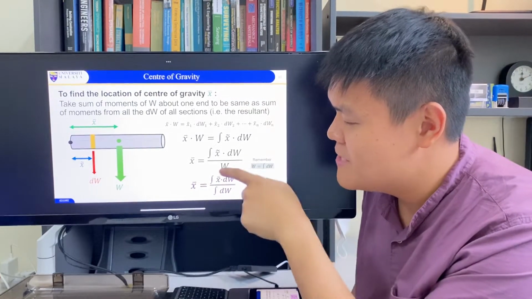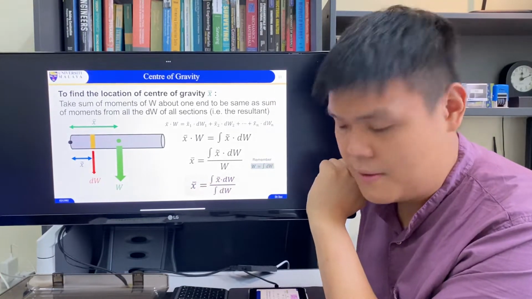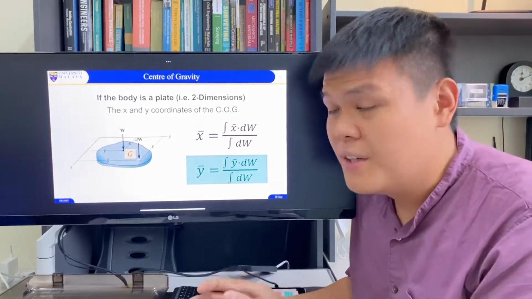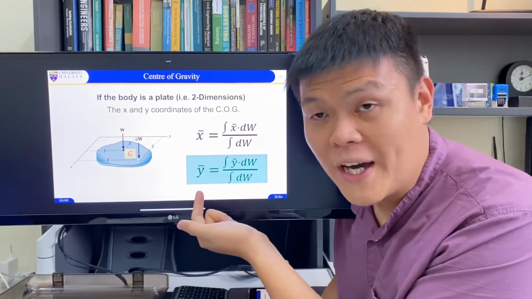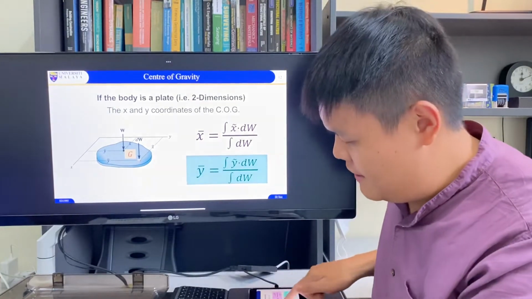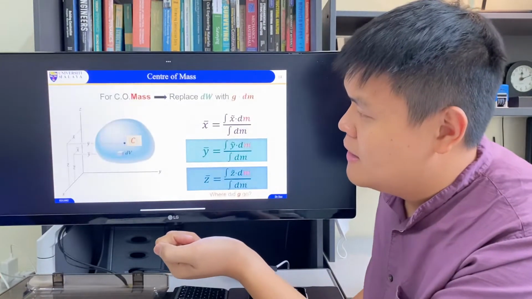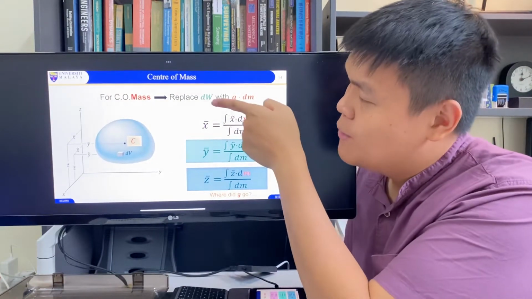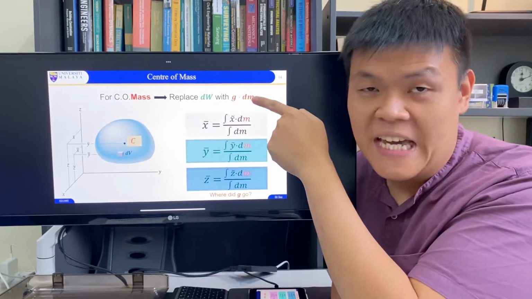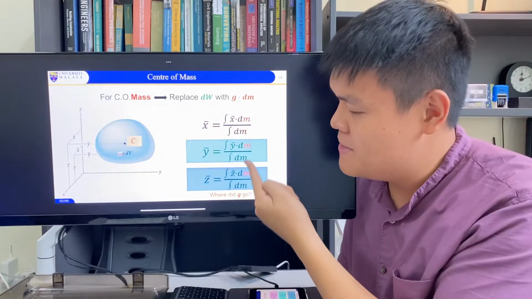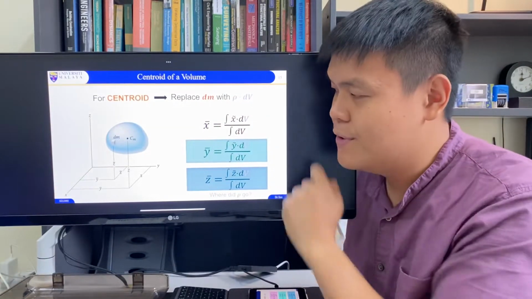And remember, big W is the integral of dW here. That's why we get this one. If we have 2 dimensions as opposed to 1 dimension in the bar, we just replace x with y. We get this one here. If we have 3 dimensions, then we just add another one and put z. We can also replace dW, the weight, with g multiplied by the mass, or dm, because it's very small. So we have dm's here. We can also replace the mass with the density times volume, and we get this.